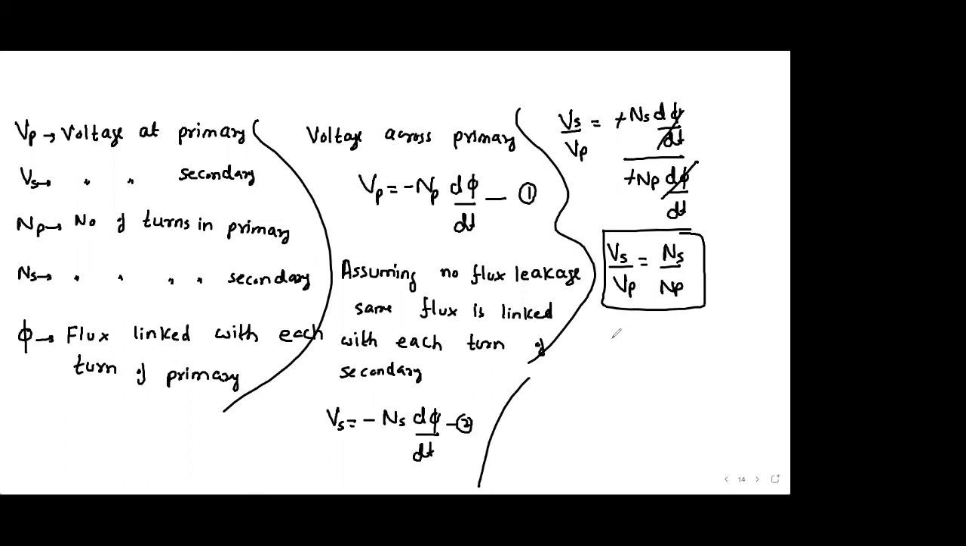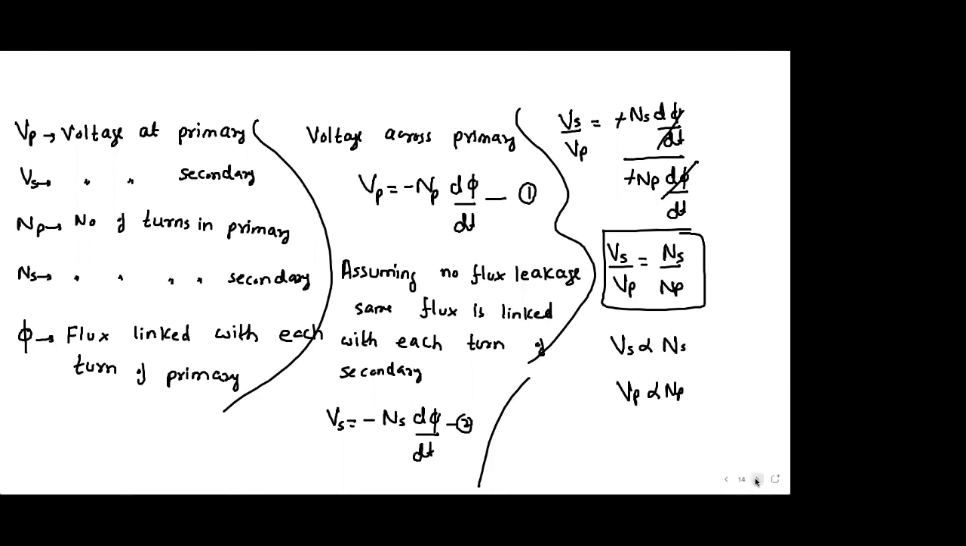See here, the voltage across secondary is proportional to number of turns in secondary. Voltage across primary is proportional to number of turns in primary. So if you want to increase voltage, you have to increase the number of turns in secondary. So when a stabilizer increases voltage, it's basically increasing the number of turns in secondary. When it decreases voltage, it is decreasing the number of turns in secondary.